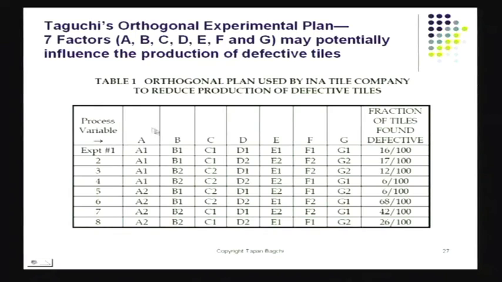Having done that, Taguchi ran the trial. So the first set of trials were made under this setting. On the right hand side, I report the fraction of trials found defective. And notice here that 16 here, 17 here, 12 here, and so on and so forth. So I have here the numbers.